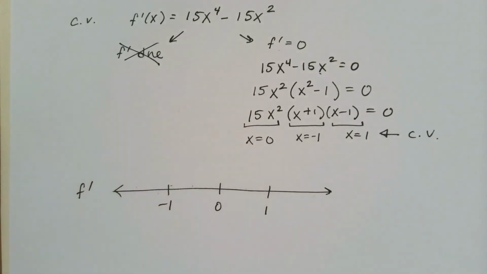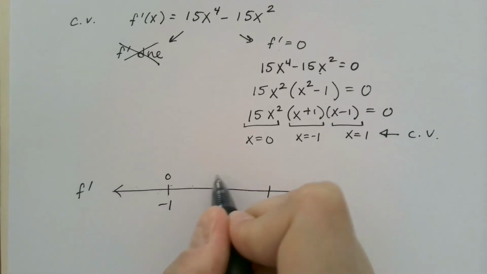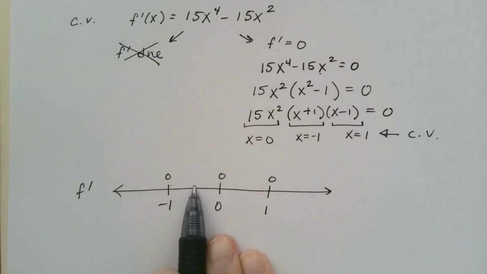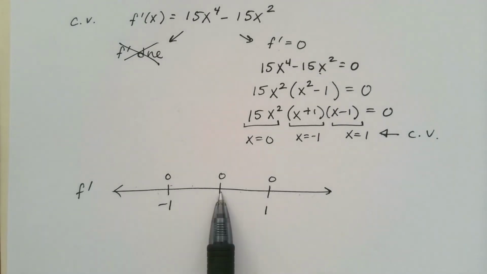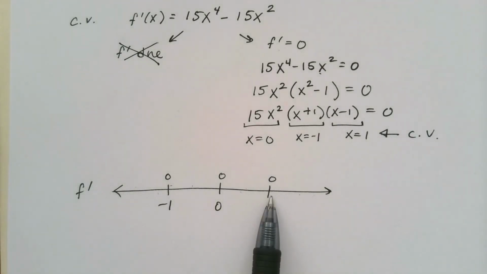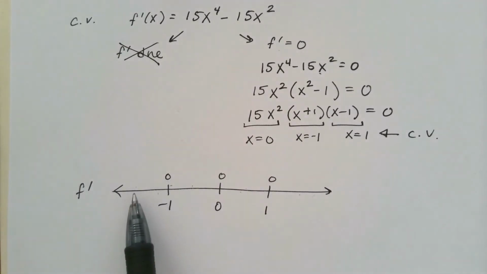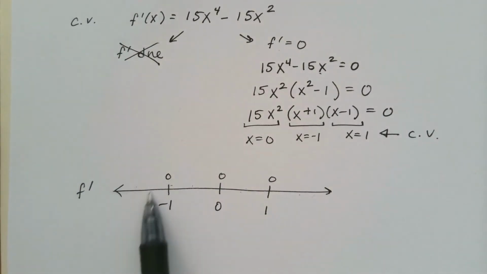I like to write f prime next to this before I start to remind myself that's the function I'm plugging into. I know that f prime is 0 at all three of these, and in between I just want to see if it's positive or negative. The reason that we can just pick random numbers in between to test is because these are the only three places where your derivative could change sign. If the derivative is positive somewhere in here, there's no way it could change sign until negative 1, so we know that this whole interval would have a positive derivative.